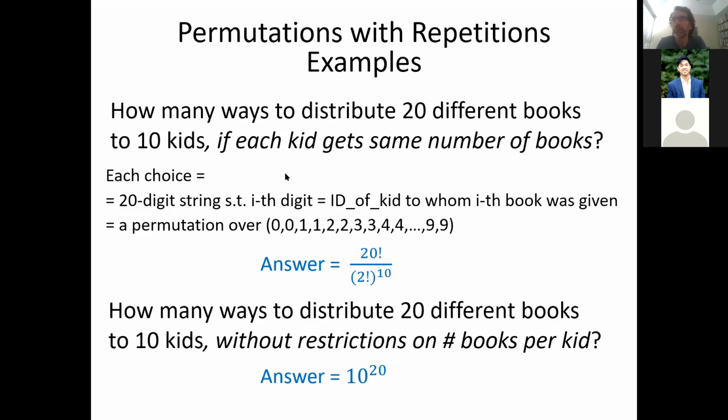So how do you get the 10 to the 20 then? Because it's a different problem. Because I'm taking 20 books to 10 kids.